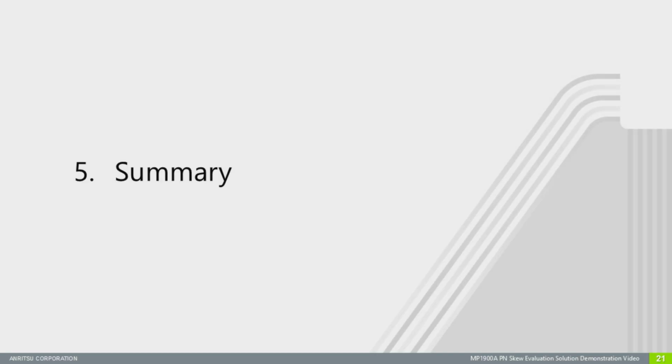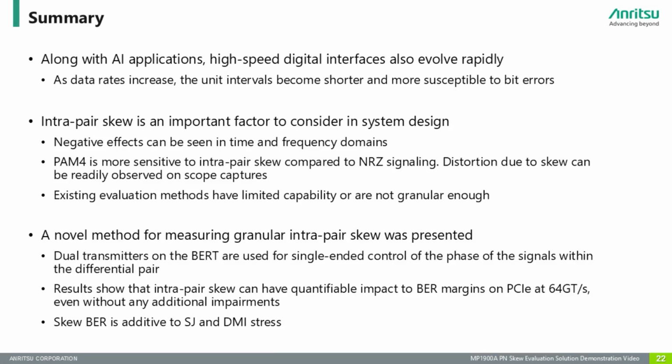Finally, let's summarize the points discussed. Along with AI applications, high-speed digital interfaces also evolve rapidly. As data rates increase, the unit intervals become shorter and more susceptible to bit errors. Intra-pair skew is an important factor to consider in system design. Its negative effects can be seen in time and frequency domains.